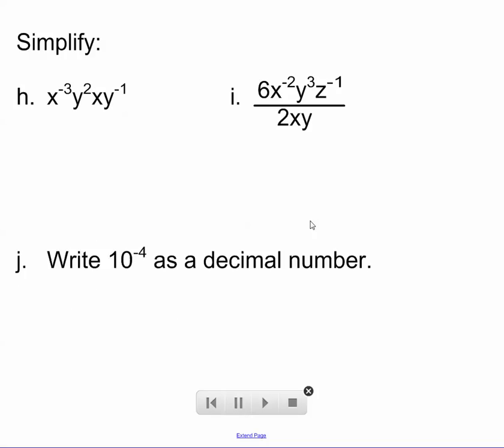All right, so let's get a little bit more abstract here, and let's get away from numbers being raised to a negative exponent, and let's deal with variables being raised to negative exponents. Okay, let's start off with my x's. I've got x to the negative third over here, and I've got x over here. Negative 3, and the power on this is a 1.